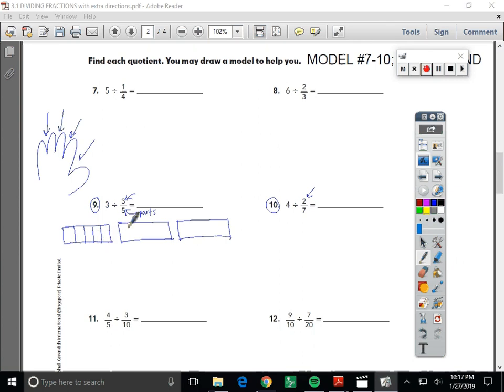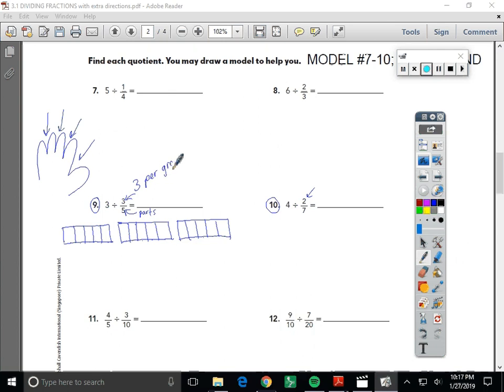If I go again, I'll draw 4 lines, 1, 2, 3, 4 in this bar to make 1, 2, 3, 4, 5 parts, or fifths. And I'll do it again. 1, 2, 3, 4 lines makes 1, 2, 3, 4, 5 parts. Perfect. But the last thing we need to tune into is how many per group?